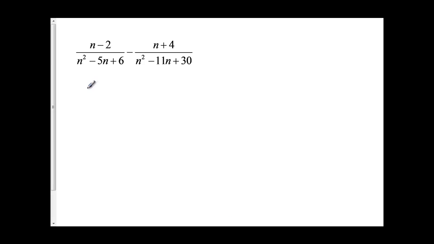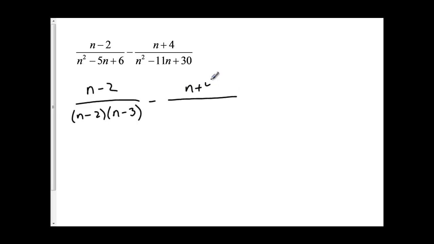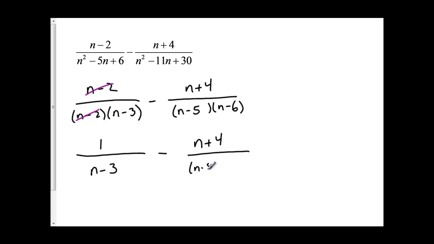Finally, here's one where I have to factor out both denominators again. I'm looking for numbers to multiply to 6 and add to negative 5. I'm going to get n minus 2 and n minus 3. On this side, I've got n plus 4, and this factors into n minus 5 and n minus 6. Now, to make my question easier, I have an n minus 2 on the top and the bottom. I can cancel those out. So my new expression now is 1 over n minus 3 minus n plus 4 over n minus 5 and n minus 6. So my common denominator needs to include all of these.